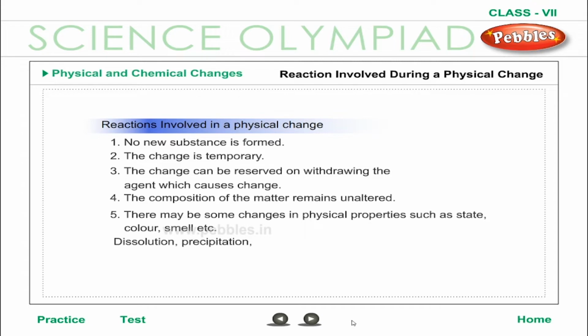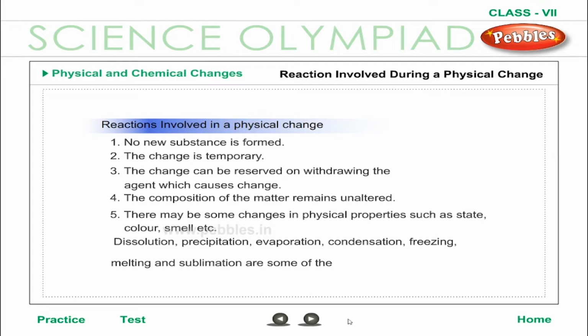Dissolution, precipitation, evaporation, condensation, freezing, melting, and sublimation are some of the other examples of physical changes.